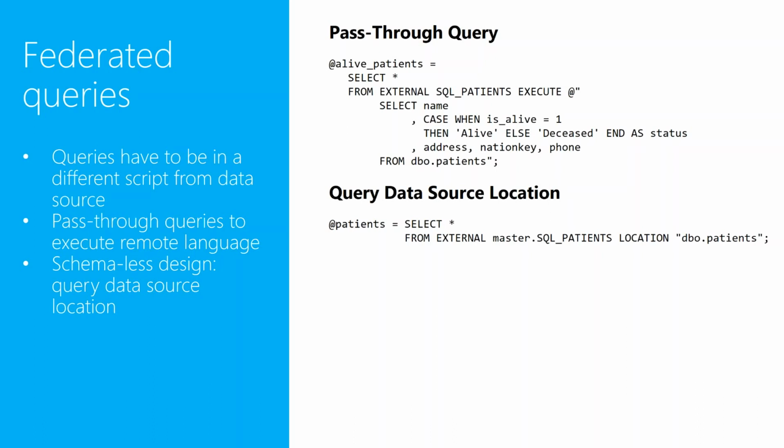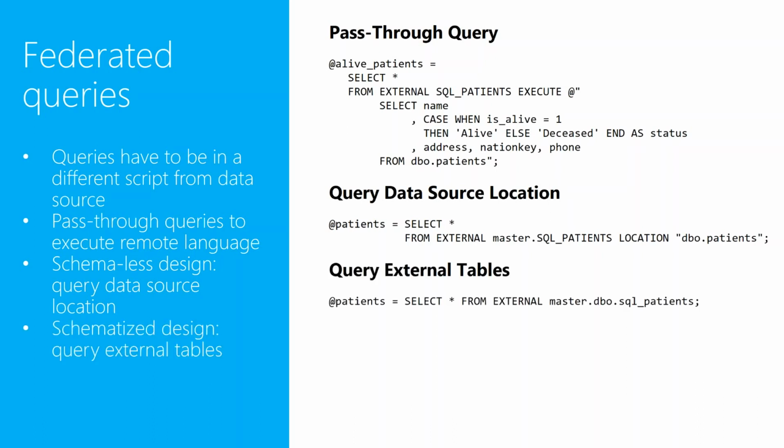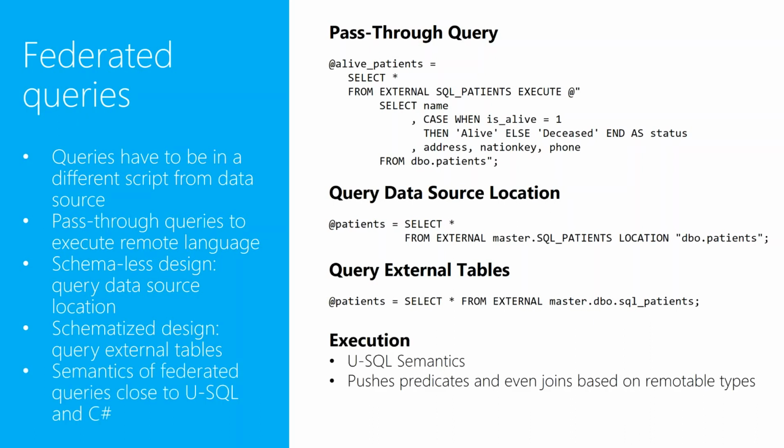Then the schema-less design is basically just as I mentioned earlier, with the location indication in the FROM clause, or you basically query directly from your external tables. So you have master.dbo.SQLPatients, which is your local instance, and you can query from that. The execution is trying to give you SQL semantics, which means that, for example, we are translating SQL statements normally into being case sensitive on string data types, etc.